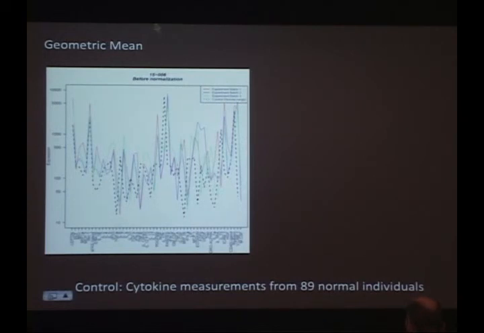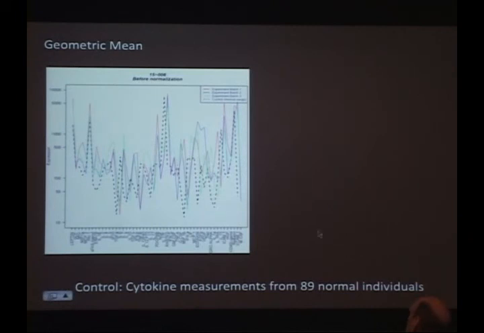As I mentioned before, the same set of 16 individuals were run in 3 batches. So what you see here is batch 1 in red, batch 2 in blue, batch 3 in green, and then we have a control. When I say control, this is the geometric mean of the cytokine expression of 90 individuals. So it's a good estimate of a gold standard to which we want to normalize.